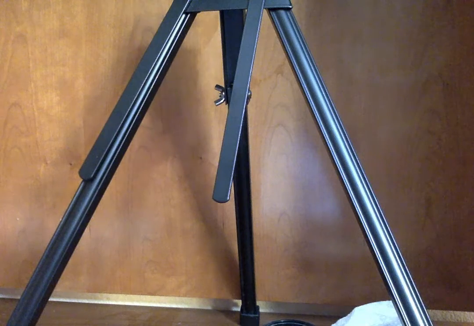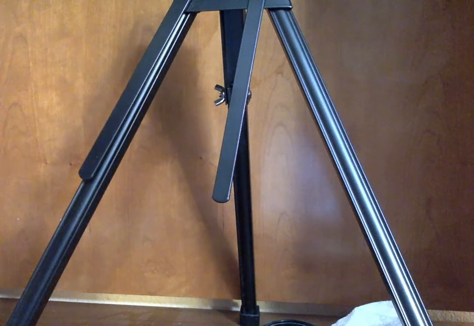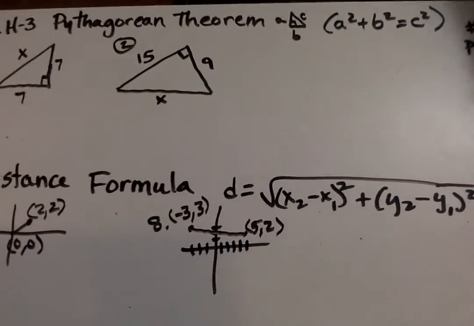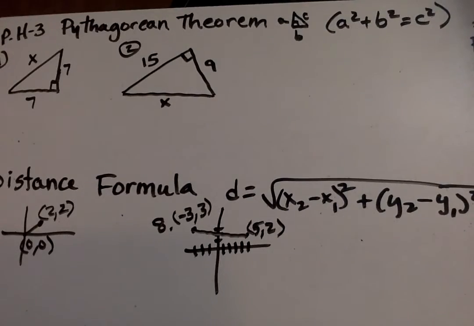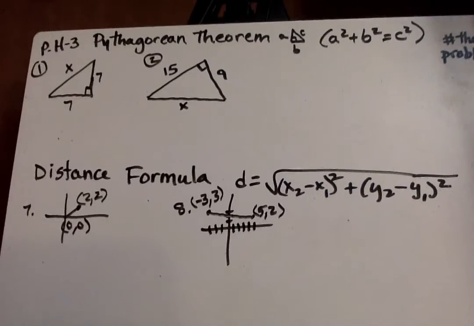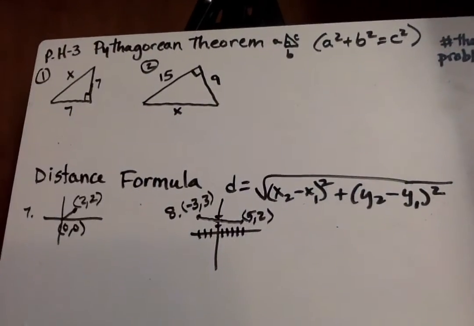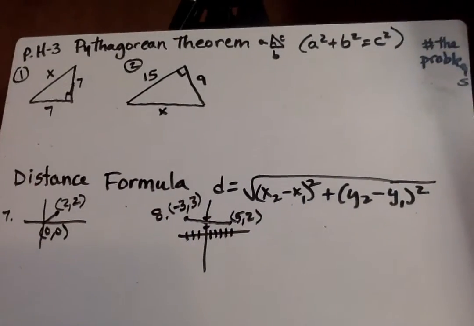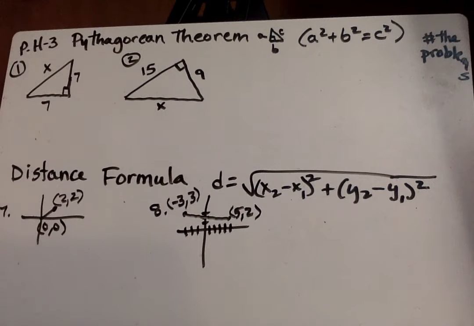H3, Pythagorean theorem. So in a Pythagorean theorem, okay, first of all, you may need to number the problems 1, 2, 3, 4, because they're not numbered there.